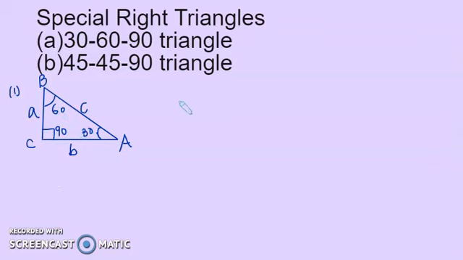Now, 30, 60, 90, these are the angles, and the side opposite to 30 degrees is A, the side opposite to 60 degrees is B, and the side opposite to 90 degrees is C. Let me write here 1, here 2, and this is root 3.